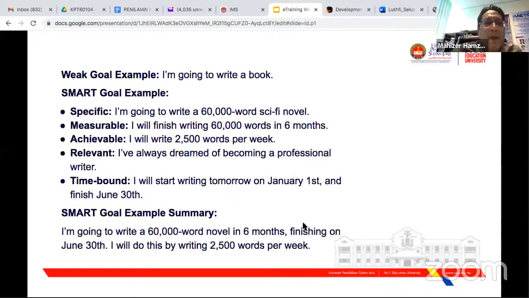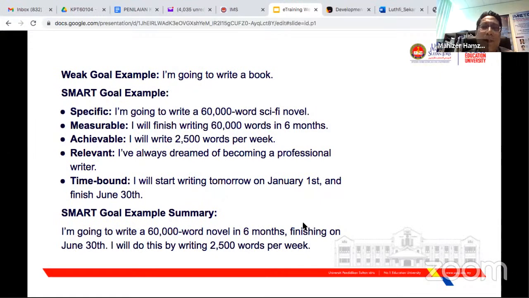Okay, this is an example of a weak goal, a weak objective, or the other one using the SMART goal. For example, I'm going to write a book. This is weak. Just write a book. It is too brief and unclear.